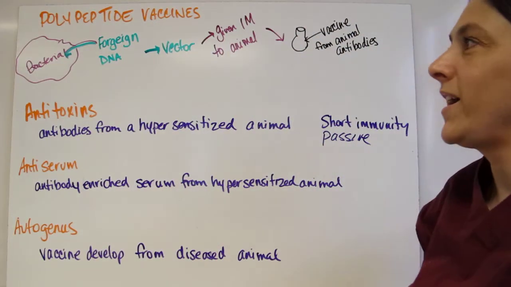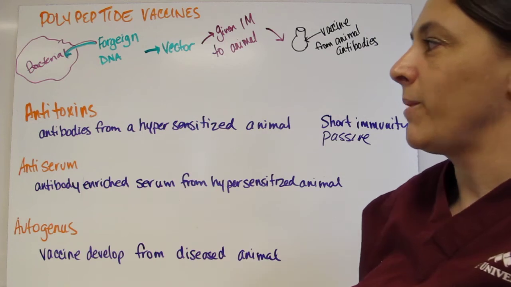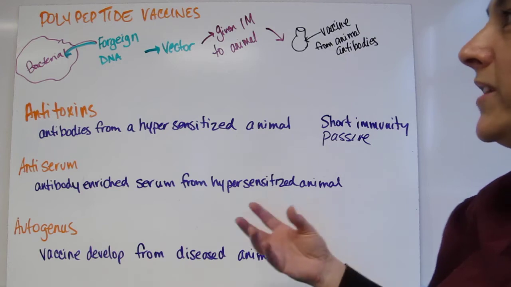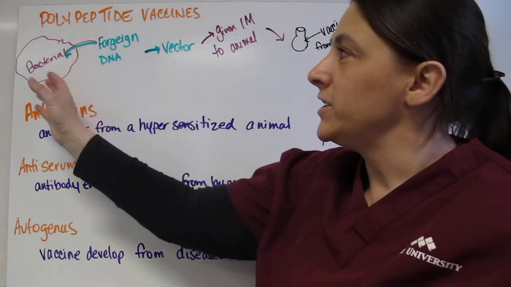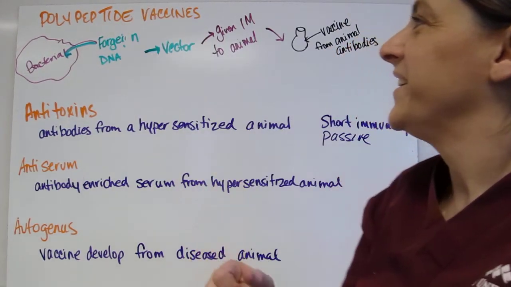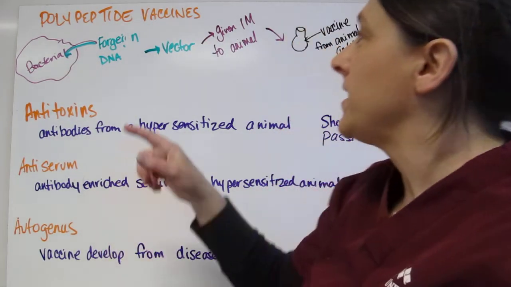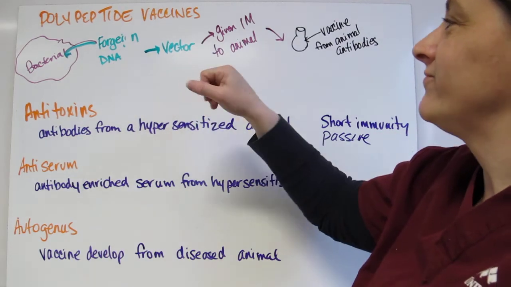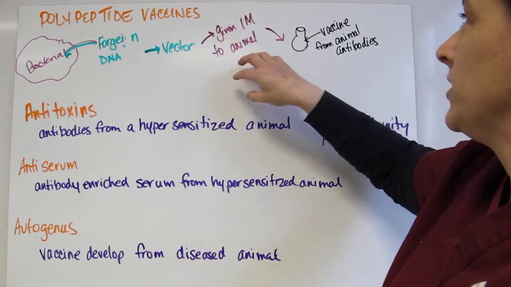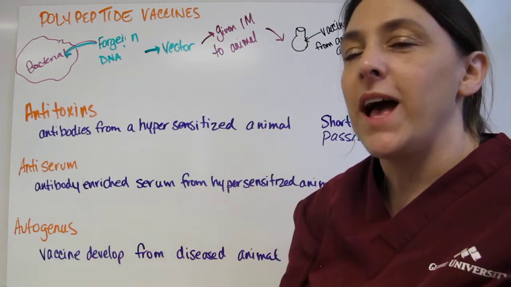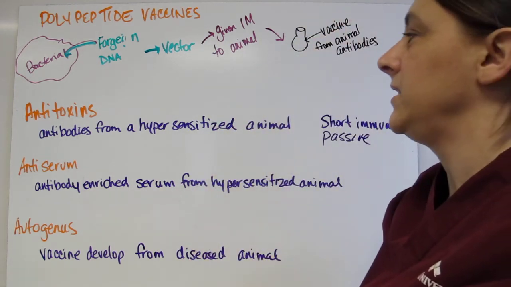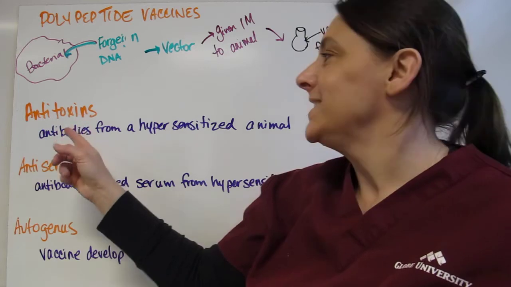And the final few types of vaccines that we're going to talk about very quickly: polypeptide vaccines. Basically what they do is they have the bacteria or the virus, they insert foreign DNA. Okay, this is why I don't grade on spelling. They have a vector, okay? So this turns it into a vector. They give it IM to an animal. They draw blood. They get the plasma from there, or the proteins, the antibodies, and they turn that into a vaccine.